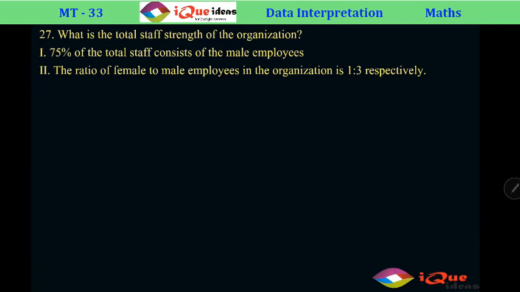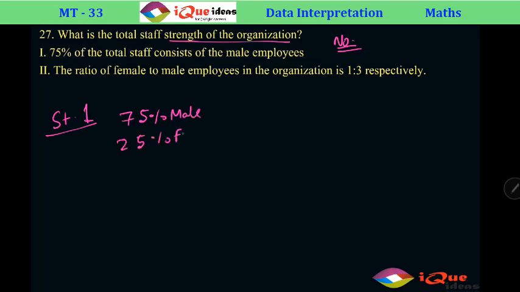Now this one, question 27: what is the total staff strength of the organization? That means we need a number, so it has to be a unique number. Let's look at the first statement. Statement 1 says 75% of the staff is male, right? So 25% is female, but it still does not say anything about the value, right? So first statement not sufficient.